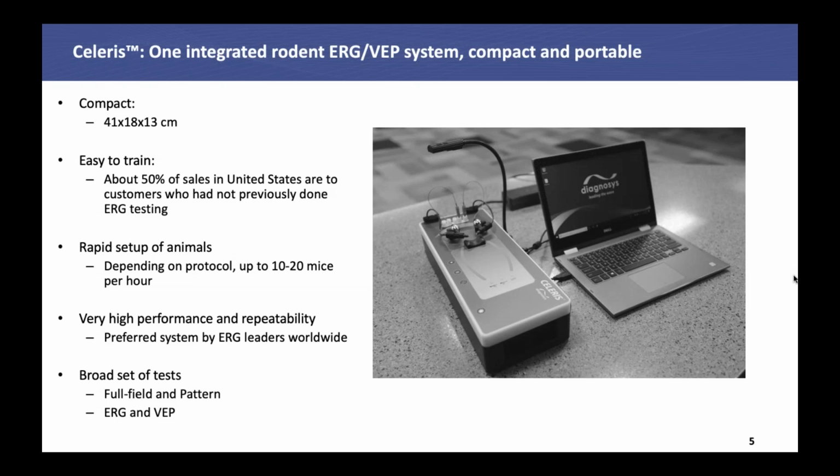Rapid setup of animals. Depending on your protocol, the whole intent of Solaris is to enable you to set up your animal very quickly, and we'll talk a little bit more about that. It offers the possibility of processing many mice, 10 or more per hour, again depending on your protocol, but at the same time has very high performance. Both of those attributes come from the design of the electrodes and the stimulators, which we'll go through. Broad set of tests. Nearly all electrophysiology tests that you would want to do on a small mammal, a rodent, can be done on Solaris. So we'll go through those.